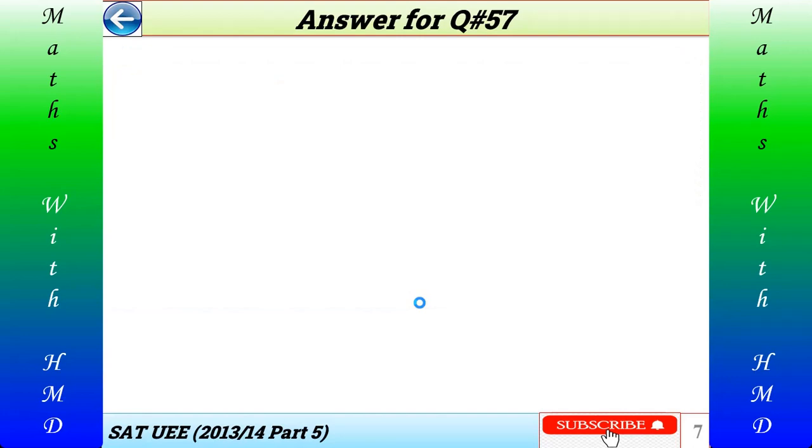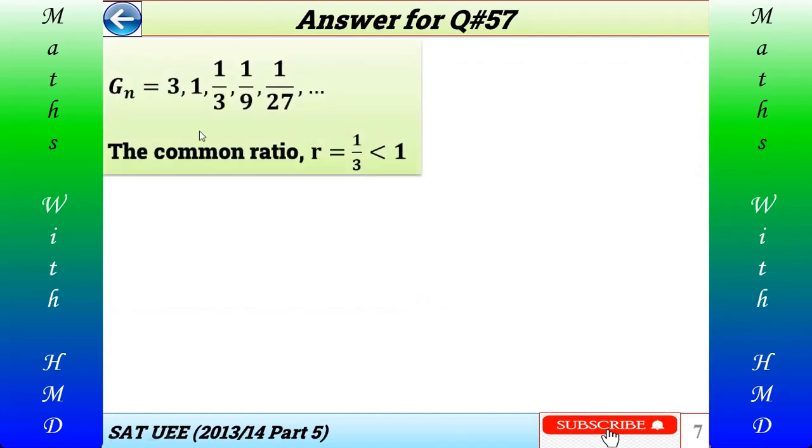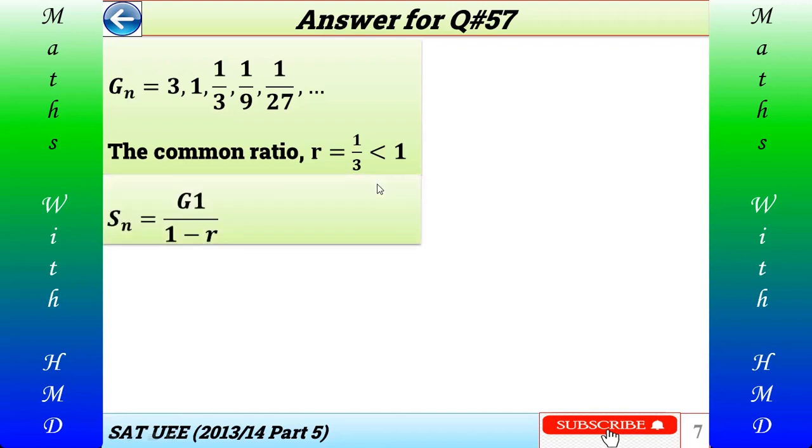Okay, good. Here is the answer for question number 57. So the series is a geometric series actually, which has a common ratio. We'll see. Then g of n is going to be 3, 1, 1 over 3, 1 over 9, 1 over 27, which is given. So here, as you can observe from the pattern, the given series is a geometric series with a common ratio of 1 over 3. That is less than 1. Alright, so 1 over 3 is the common ratio, and which is less than 1.